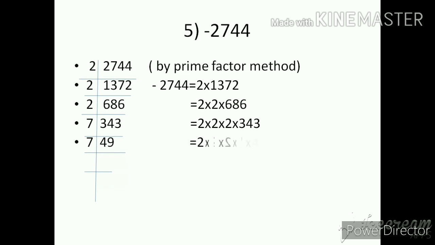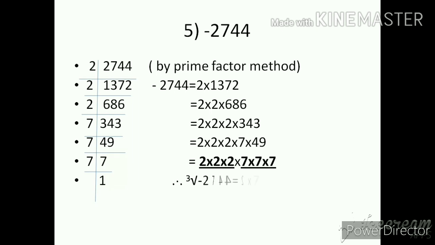So we have to divide by 7 now. You get 49. 49 is again divisible by 7. 7 sevens are 49. Now 7 ones are 7. On the right hand side, it is given minus 2744 equal to 2 into 1372. One step, children, by seeing the prime factor, we have to write at last, children, cube root of minus 2744 equal to minus 14. Question number 6, do yourself, children.